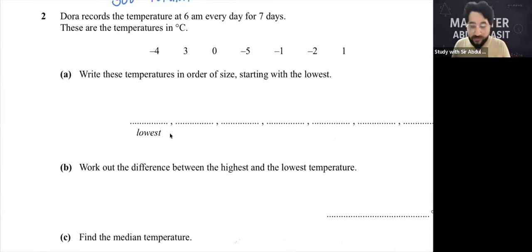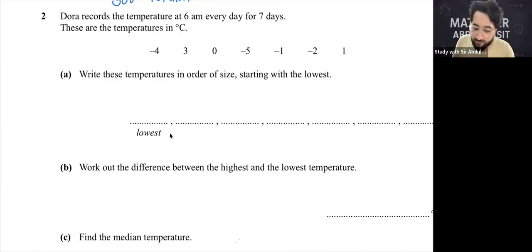6 a.m. every day for 7 days, and the temperatures are in front of you. Remember that this question is going to come in your paper. Write these temperatures in order of size starting with the smallest. Even if it is not written, it is still recommended to write them in ascending order. You have to write them in ascending order, and write number below number so that you don't miss any number.